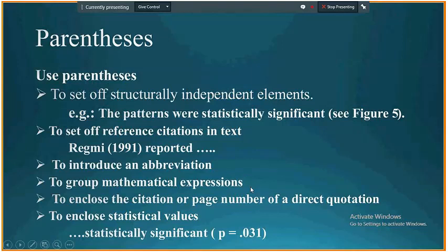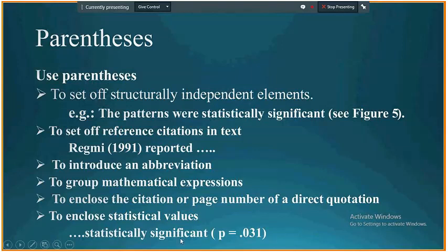To group a mathematical expression, if we need to express something in a mathematical way, in that case we use the parentheses. To enclose the citation or page number of a direct quotation, and similarly to enclose a statistical value. For example, statistically significant means p equal to 0.031. In that type of case, we can use parentheses. This last one we can also use in the first one to set off structurally independent elements.